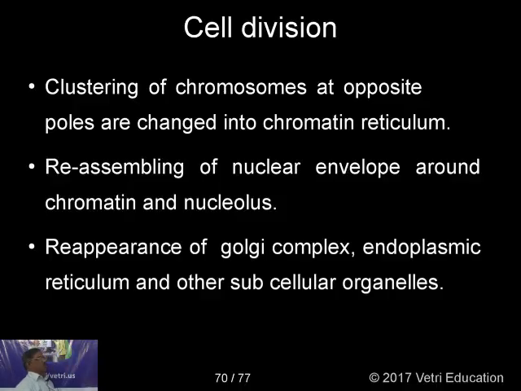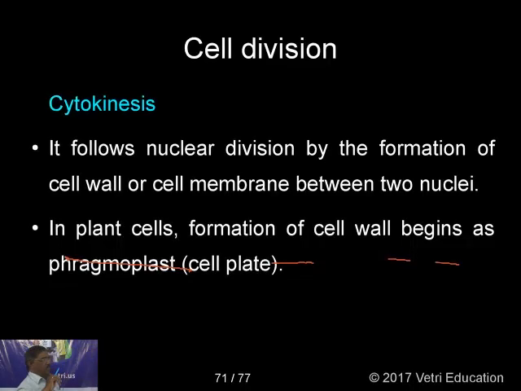So the clustering of chromosomes at opposite poles changes into chromatin reticulum, the nuclear envelope reassembles around the chromatin and nucleolus, and the Golgi complex, endoplasmic reticulum, and other subcellular organelles reappear. So far we have finished the karyokinesis, and now we will see the cytokinesis.